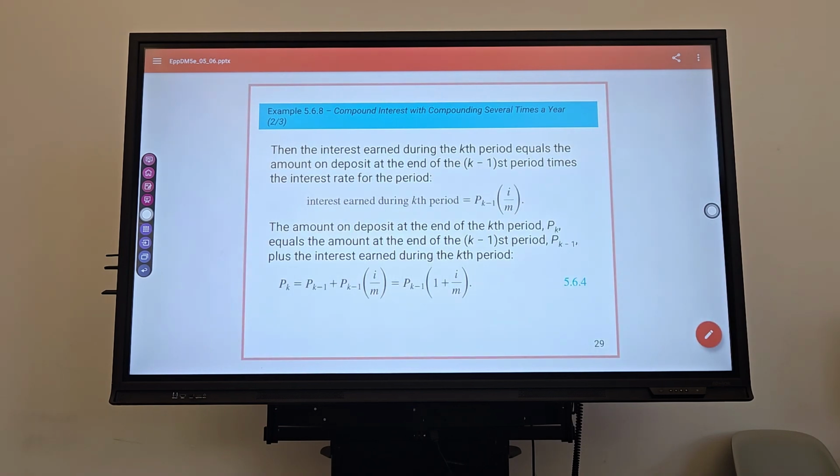Then the interest earned during the kth period equals the amount on deposit at the end of the k minus 1 period times the interest rate for the period. So the amount on deposit at the end of the kth period, p sub k, equals the amount at the end of the k minus 1 period plus the interest earned during the kth period. So that works out to be like so.